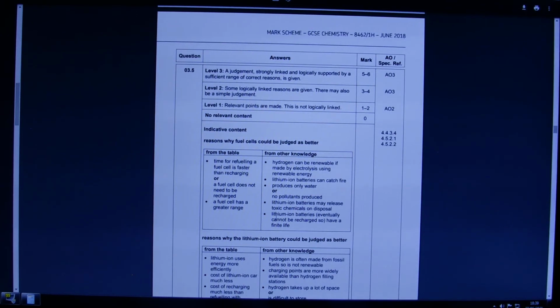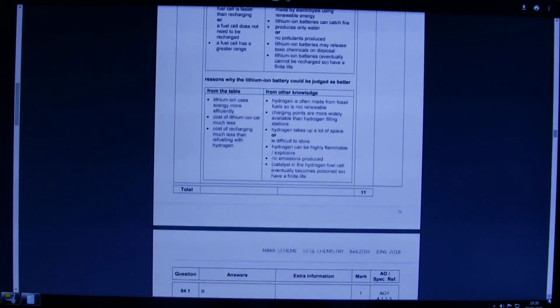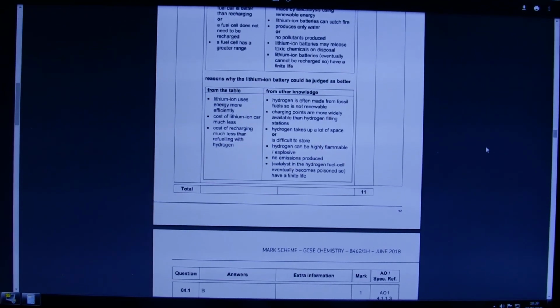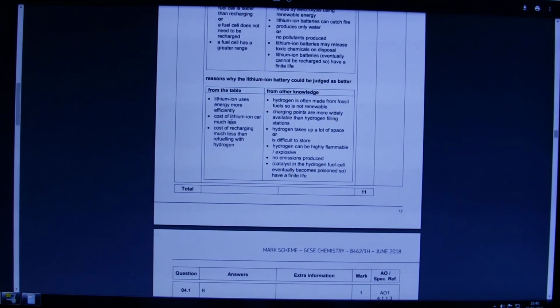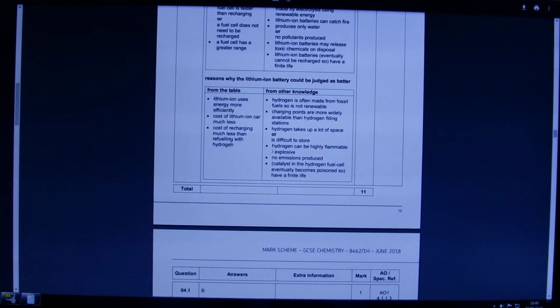Eventually they cannot be recharged, so have a finite life. I think hydrogen fuel cell engines also have a finite life. Just how many 100-year-old cars still work? Any kind of engine, or aircraft, or anything else. Reasons why the lithium-ion battery could be judged as better: use energy more efficiently, no Sherlock. It costs less, and it costs less to recharge than it costs to refuel.